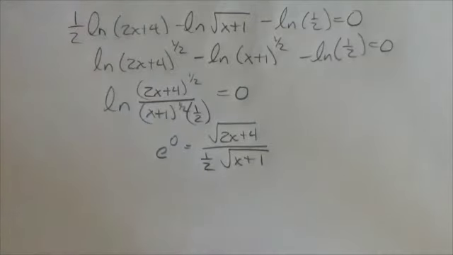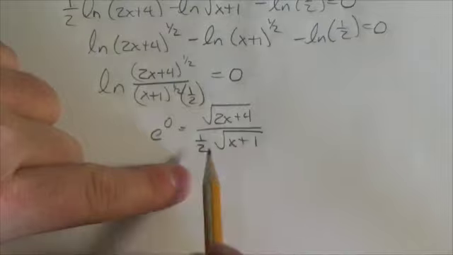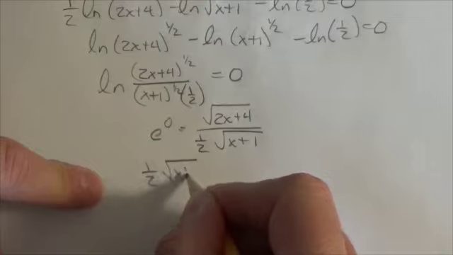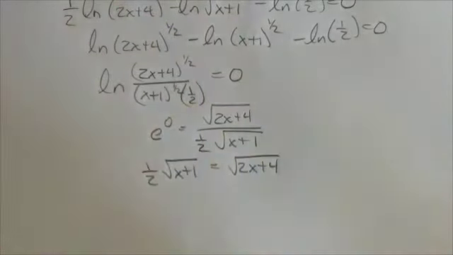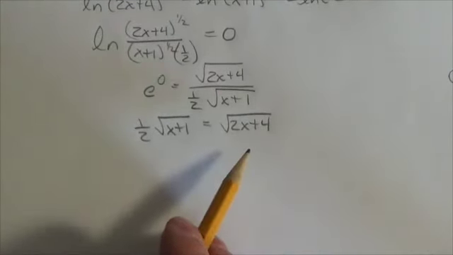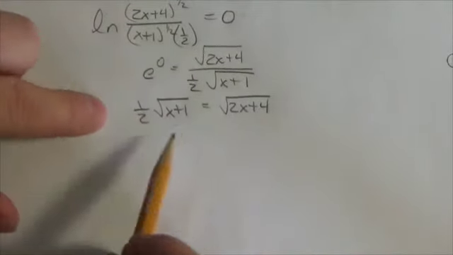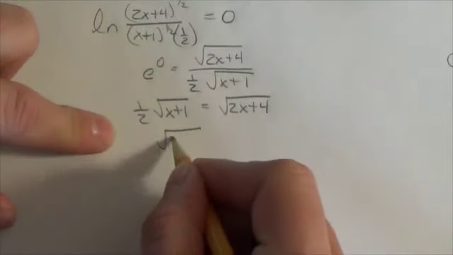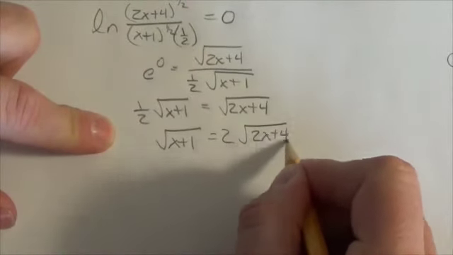Now, we know that e to the 0 is just going to be 1, and then I'm going to take that denominator and move it up, so this will become 1/2 square root of x plus 1 equals the square root of 2x plus 4. I've got radicals on both sides. I know a lot of people are going to want to do this anyway, so I'm going to get rid of that 2 in the denominator by multiplying it up. So I've got the square root of x plus 1 equals 2 root 2x plus 4.